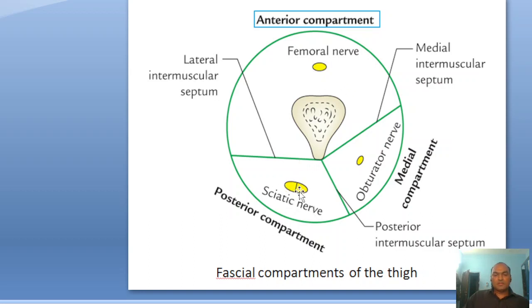The nerve of the posterior compartment is the sciatic nerve, and the nerve of the medial compartment is the obturator nerve. So these are the three compartments and these are the three nerves. In this lecture we discuss the anterior compartment.